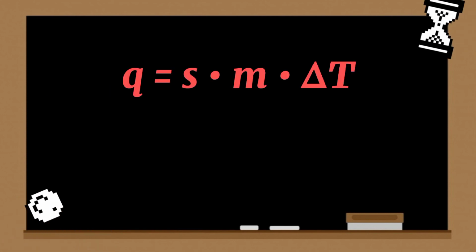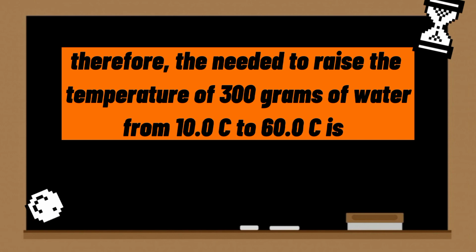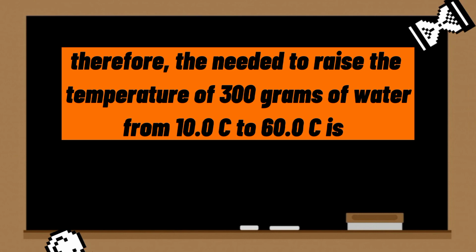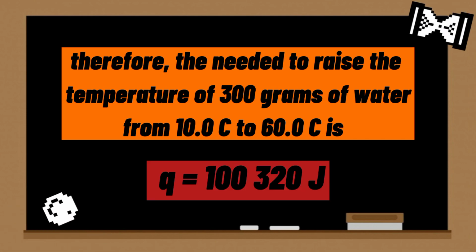We are going to use the formula Q equals S times M times delta T. Q is equal to S, which is 4.18 joules per gram Celsius, times M, which is 400 grams, times delta T, which is 60.0 Celsius. Therefore, the heat needed to raise 400 grams of water from 10 degrees Celsius to 70 degrees Celsius is 100,320 joules.